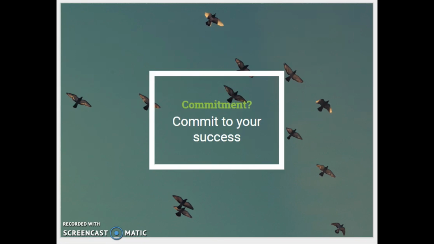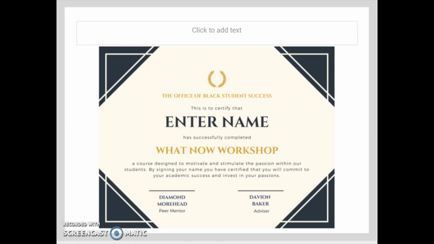Commitment. Be sure to commit to your success. So here's a certificate. By signing the certificate or clicking the link attached and signing your name, you're committing yourself to your success. This is the Office of Black Student Success certifying that said student has successfully completed the What Now workshop, a course designed to motivate and stimulate the passion within our students. By signing your name, you have certified that you will commit to your academic success and invest in your passions.